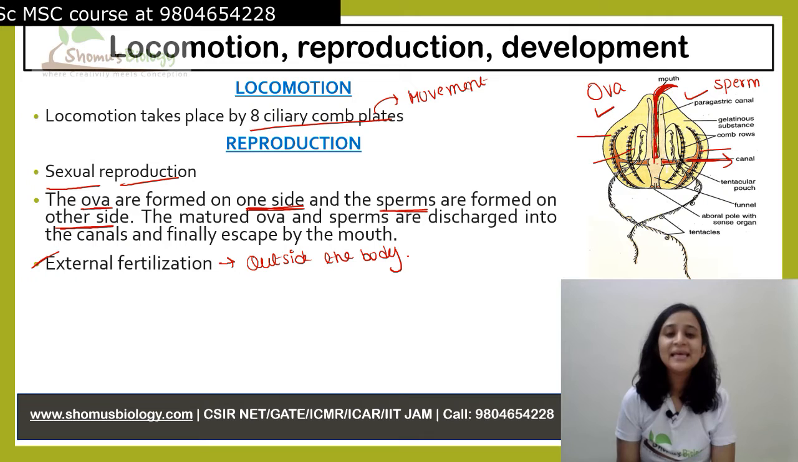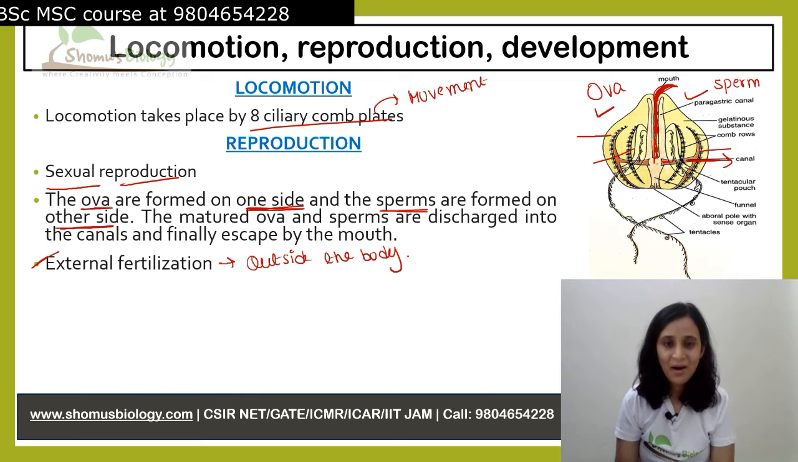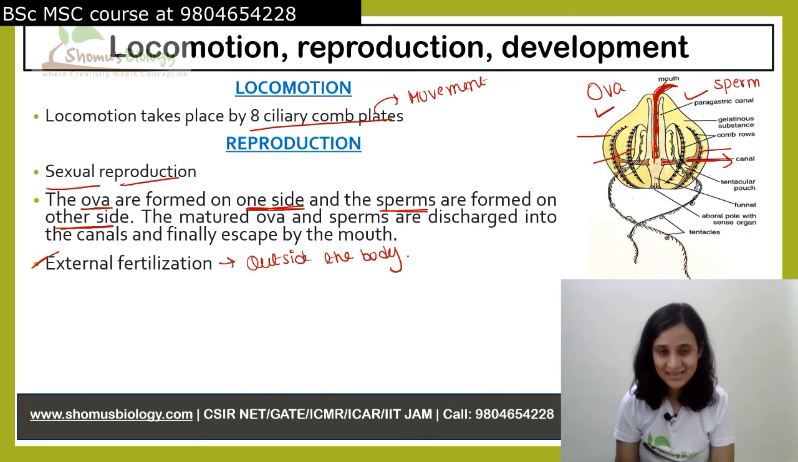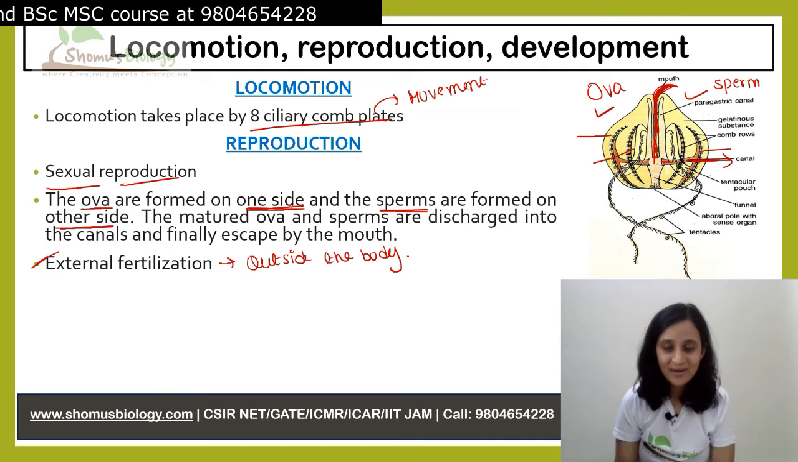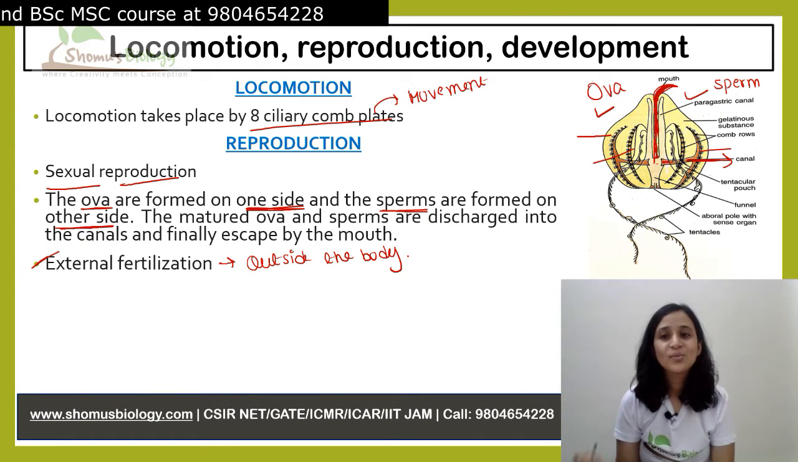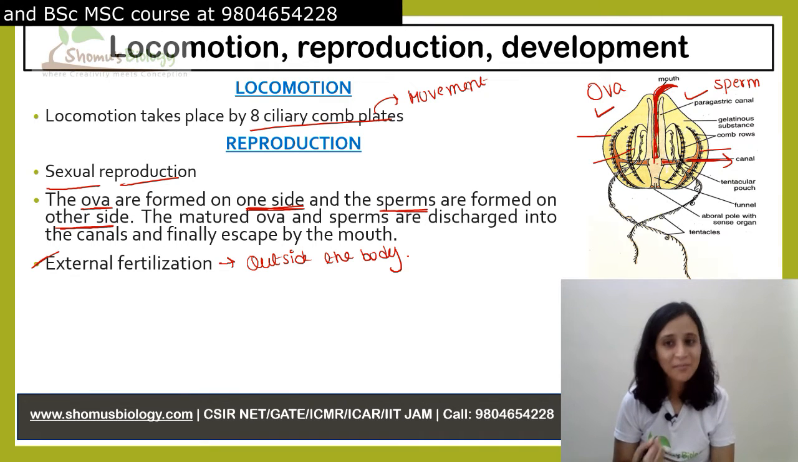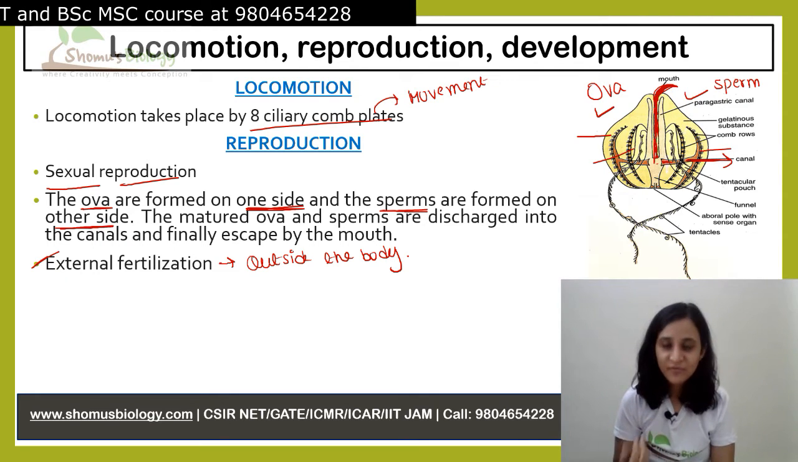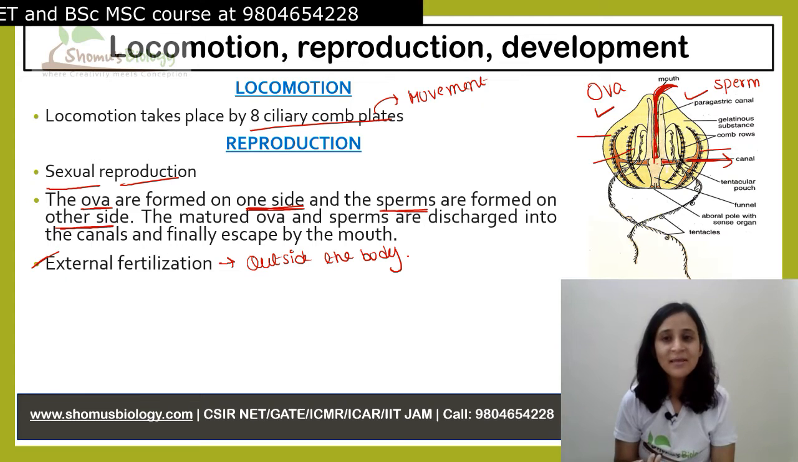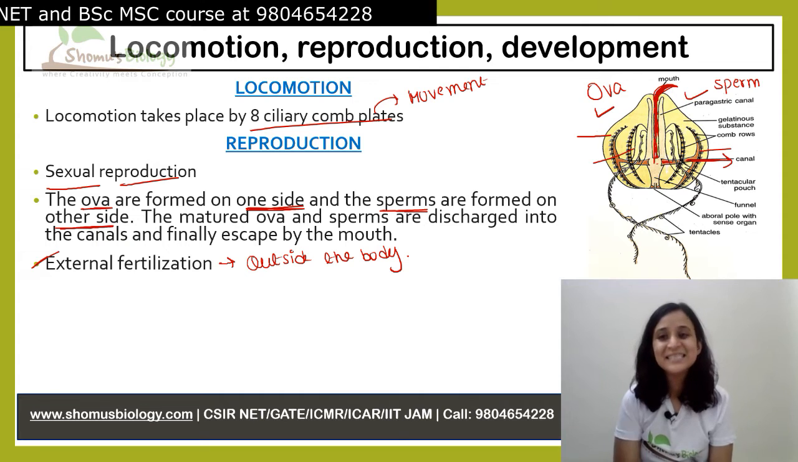That's why it is required to release the ova and sperm from the body into the outside environment. In this case, the outside environment is water, sea. So ova and sperm are discharged from the body, from the mouth, and then they will fuse and the ova will be fertilized externally or in the sea.